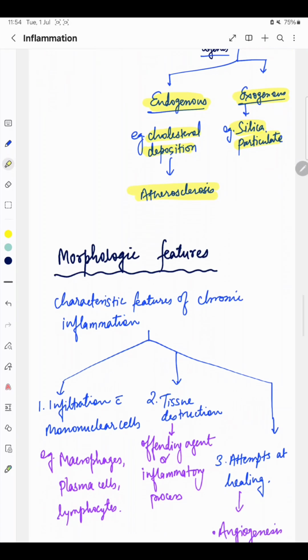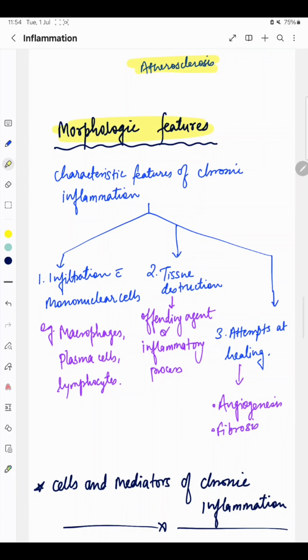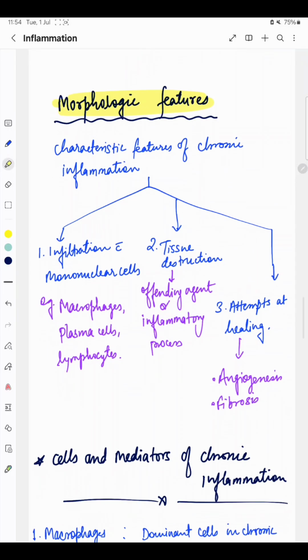Now we will discuss the morphologic features of chronic inflammation. Characteristic features of chronic inflammation are inflammation with mononuclear cells, namely macrophages, plasma cells, and lymphocytes, along with tissue destruction. Tissue destruction is a feature of chronic inflammation.